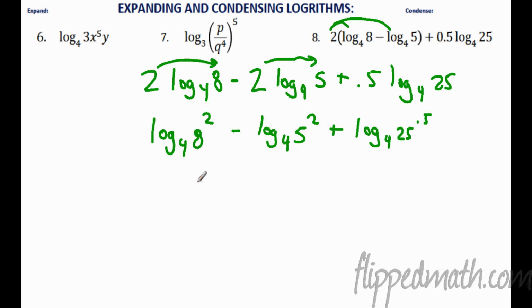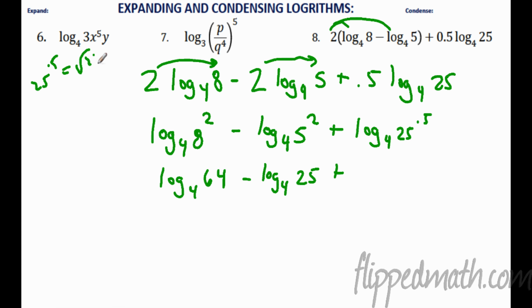All right, so what does that mean? Can I work some of this out? I'm going to work some of this out, whether you like it or not. So 8 squared is 64. So log base 4 of 64 minus log base 4 of what? Well, that's 5 squared. That's 25. Plus, we have log base 4 of 25 to the 0.5. 25 to the 0.5 power is the same as the square root of 25, which equals 5. So I'm just going to rewrite this part as 5. That'll make my life a little easier.